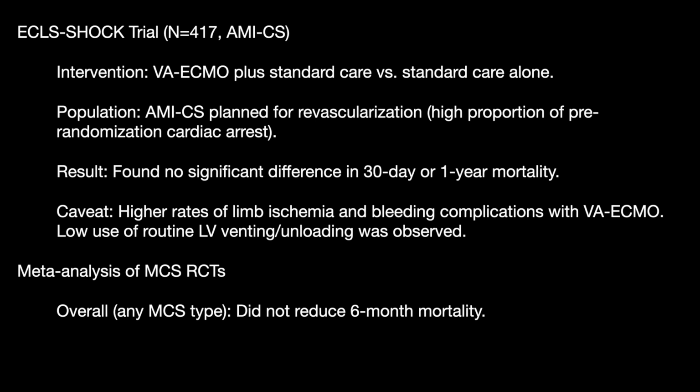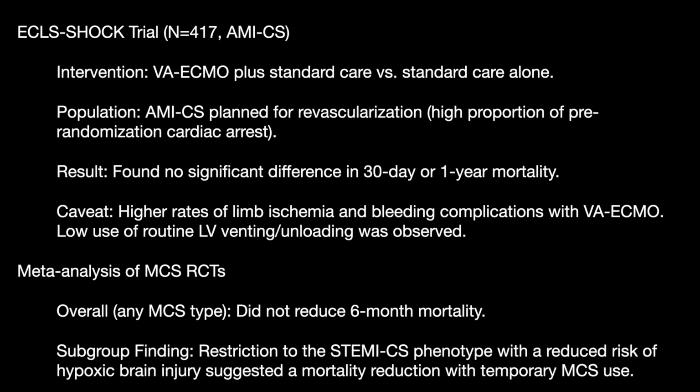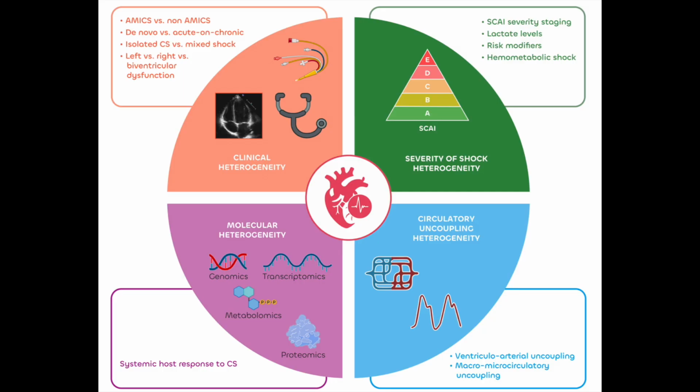Regarding the meta-analysis, overall it did not reduce the 6-month mortality, though restriction to the STEMI cardiogenic shock phenotype, with reduced risk of hypoxemic brain injury, suggests a mortality reduction with temporary usage of mechanical circulatory devices. So right now, if you look at cardiogenic shock, we know that there is a lot of clinical heterogeneity. Though most of the patients will be acute myocardial infarction, it is not so for all cases. You will have non-AMI cases also. So it can be new de novo heart failure versus acute on chronic heart failure, isolated cardiogenic shock versus mixed cardiogenic shock. So you can have left, right, or biventricular, anything can happen.